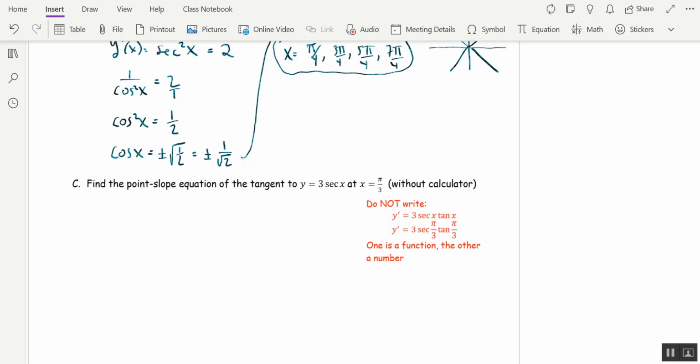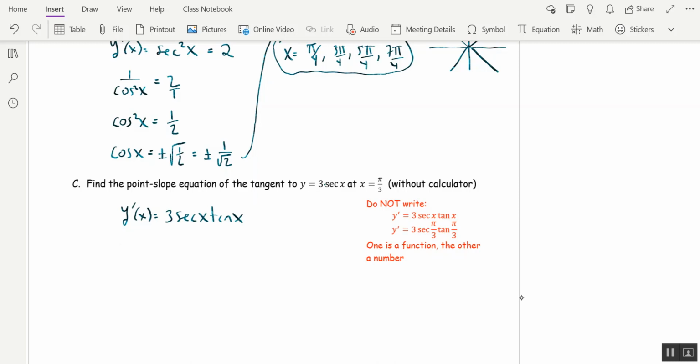So we want the equation of the tangent line at pi over 3. The first thing is we need the slope. So first let's find y prime of x. Y prime of x is 3 secant x tangent x. 3 is a constant multiple, so I take 3 and I multiply by the derivative of secant.